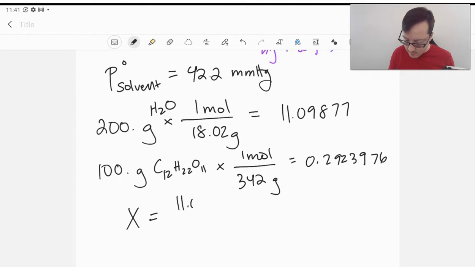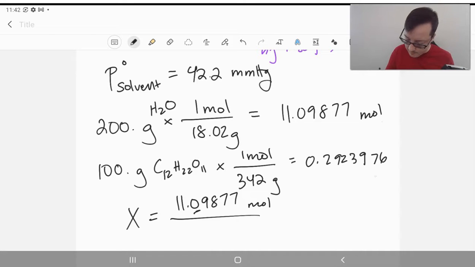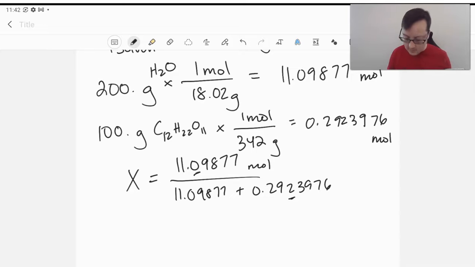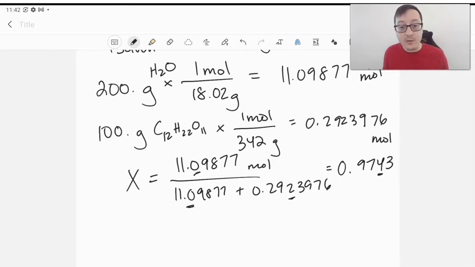Remember that mole fraction in this case will be our water with 3 sig figs. These are all moles. Over the sum of the two, plus 0.2923976, also with 3 sig figs. And so if we go ahead and add these together, plus 11.098779913, inverse that. Where's my inverse button? Ah, there it is. Okay, and we're going to have 11.09877 on top. And so we get 0.9743. Again, we're going to have our 3 sig figs there.